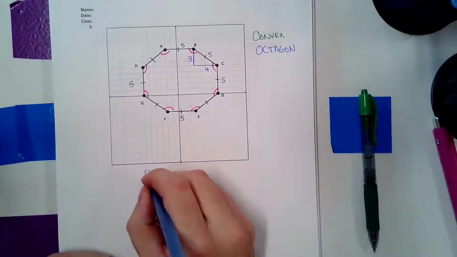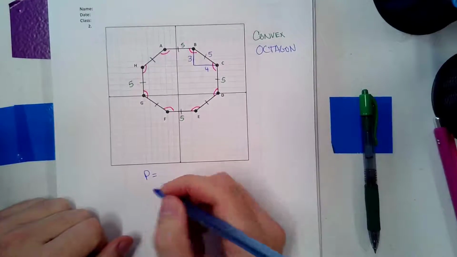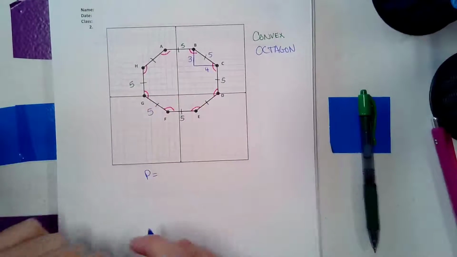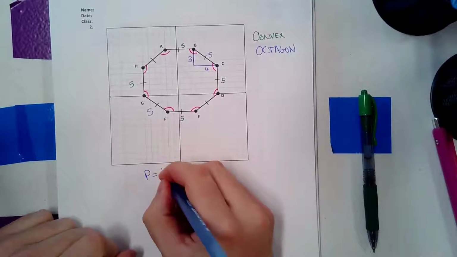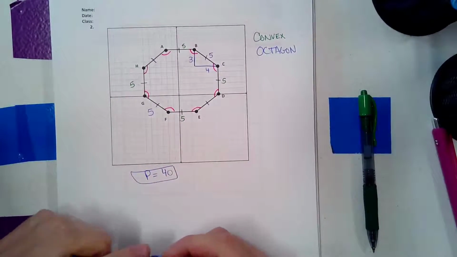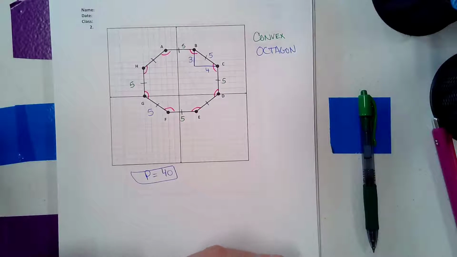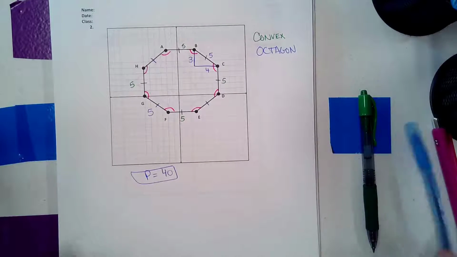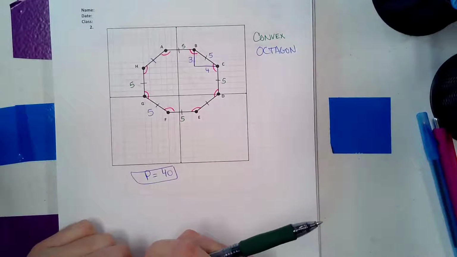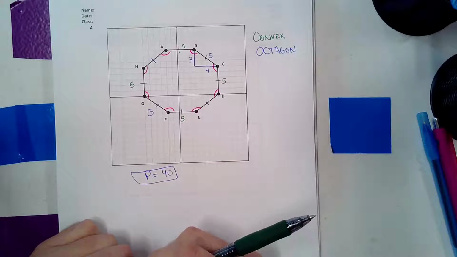So that means the perimeter, if all the sides are the same, it's an octagon, and one side is 5. 5 times 8 is 40, right? Perimeter. Now, is this a regular octagon? First of all, what does it mean to be regular? Metamucil, fiber in your diet. What does it mean? What does it mean to be regular?